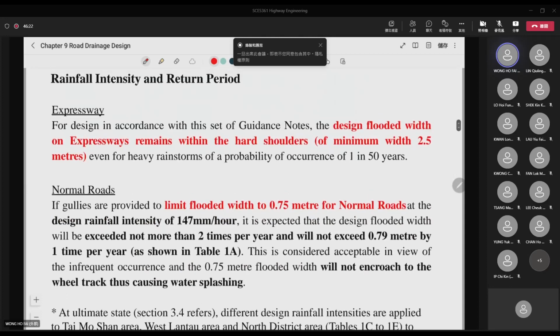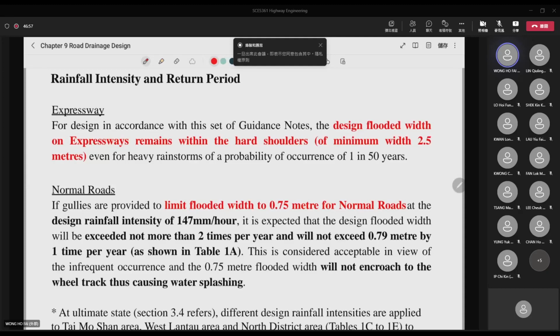And then for our design, if you are designing for the expressway, the design flooded width on the expressway should remain within the hard shoulder, even for the so-called heavy rainstorm of a probability of 1 in 50 years. So even for very heavy rainfall in 1 in 50 years, we want to limit our design flooded width within the hard shoulder.